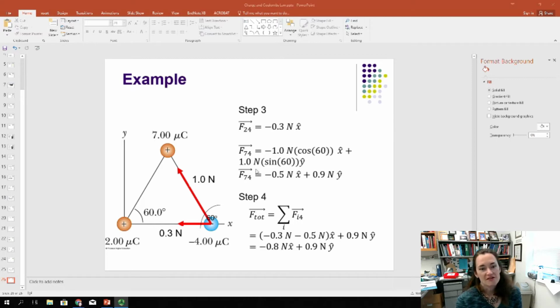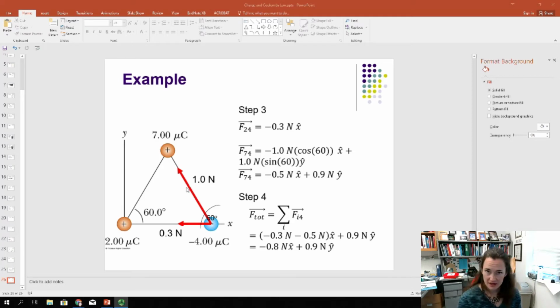All right, I've resolved my vectors into their component parts. That's step 3. Now for step 4, I'm going to apply the superposition principle. It's important to remember that this is vector addition. So you don't just take the magnitudes and add them together. That way lies peril. If I did that, then I would say that the net force acting on the 4 microcoulomb charge is 1.3 newtons, which is incorrect. What you're going to do is add the components.